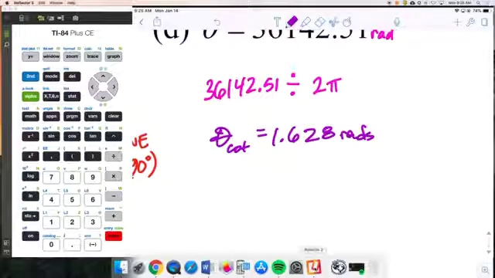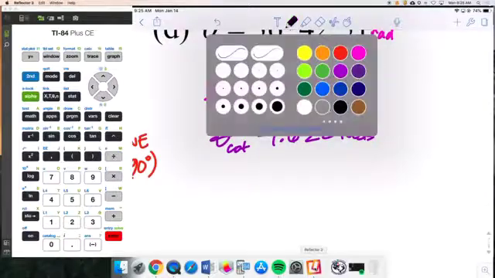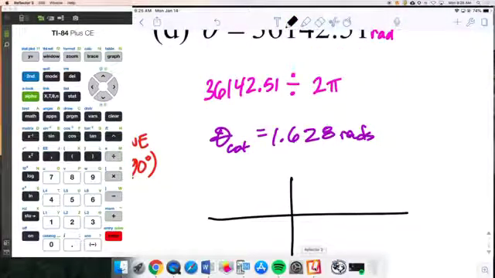Theta coterminal is 1.628. And I'm going to write rads behind it, just as a reminder to myself. Okay. So now, like we've been doing, we need to determine where that fella lives. Anyone know? There's no pi visible, so we can't cut up our pies like we've been doing.